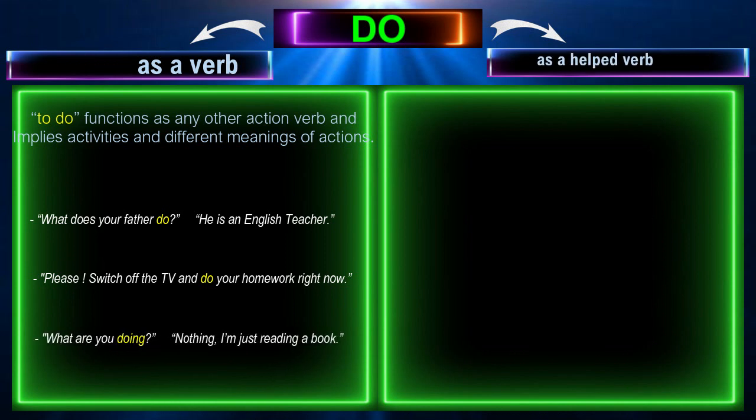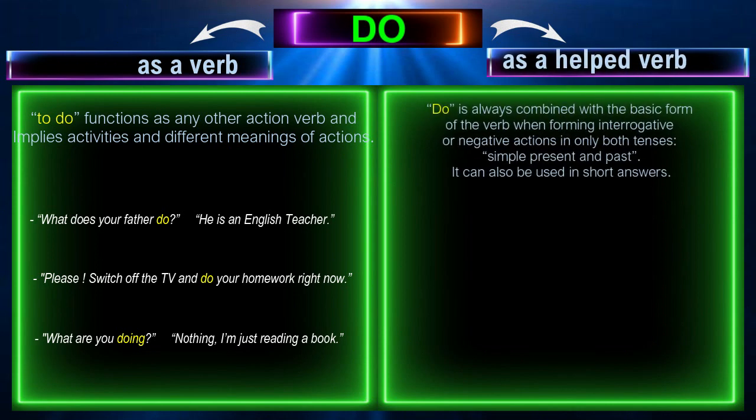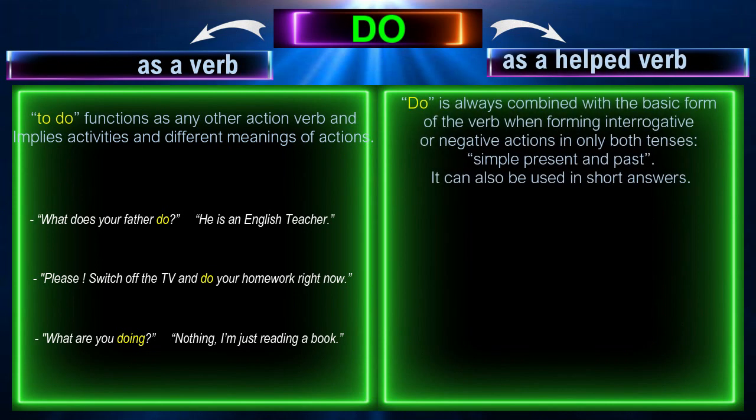As a helped verb, do is always combined with the basic form of the verb when forming interrogative or negative sentences in only both tenses, simple present and past. It can also be used in short answers. Note: do is used with any verb except to be. See the note about to be.